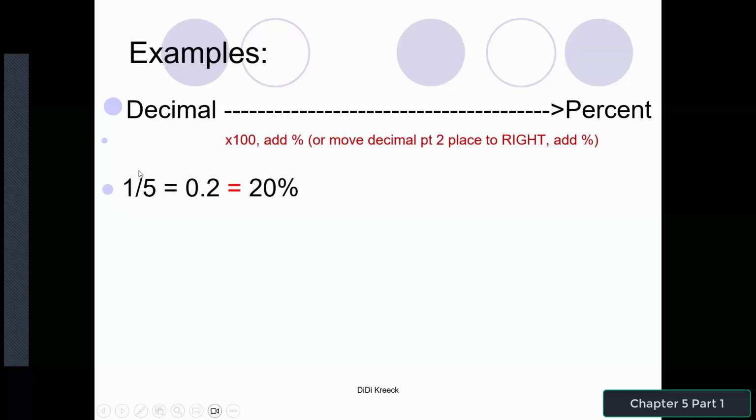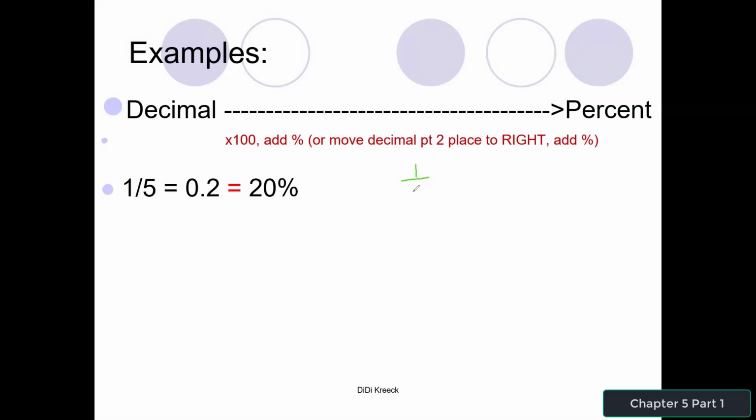So an example will be, if I have 1 over 5, then I need to make 1 over 5 into percent. Simply convert 1 over 5 into its equivalent decimal. 1 divided by 5 will be 0.2. And then we multiply this 0.2 by 100 and add percent, or we move the decimal point 2 places to the right. Okay, so here, 1 over 5, convert that into percent.